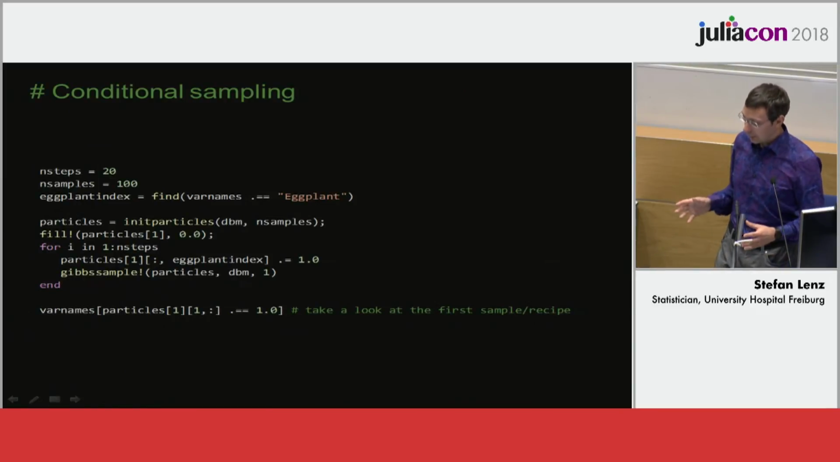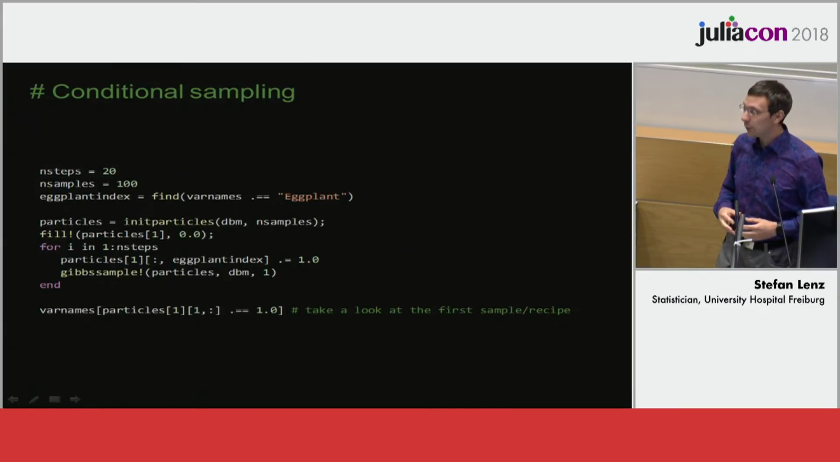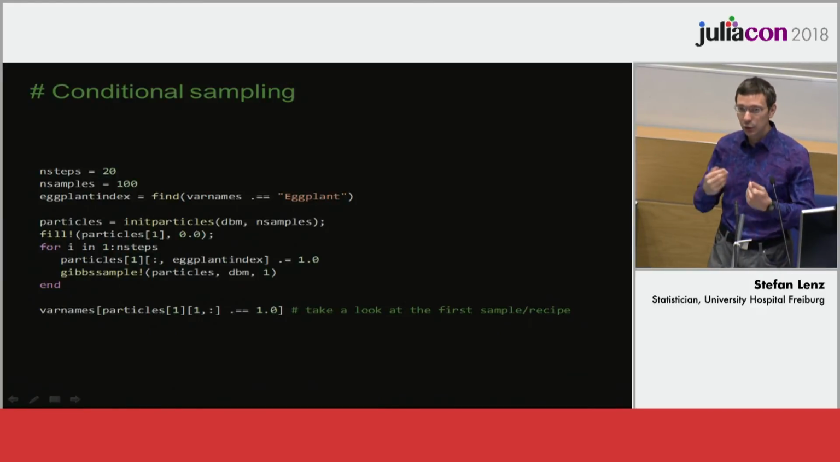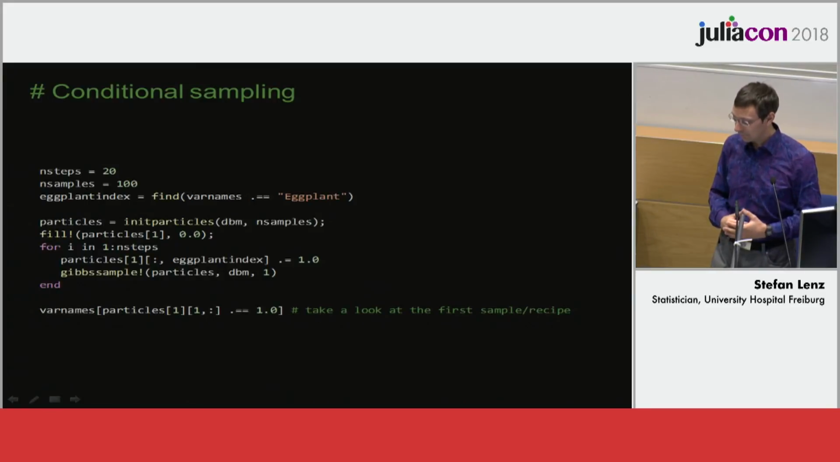Now let's see whether we can answer the question, what goes well with eggplant, with our model. And for this, I want to use conditional sampling. The sampling, the data generation in a Boltzmann machine, is based on Gibbs sampling, which is a Markov chain Monte Carlo method. It requires some steps to be run, and you can specify how many samples you want to get.